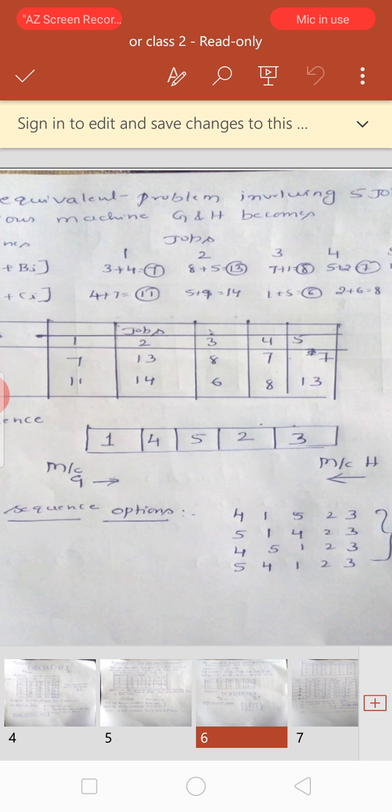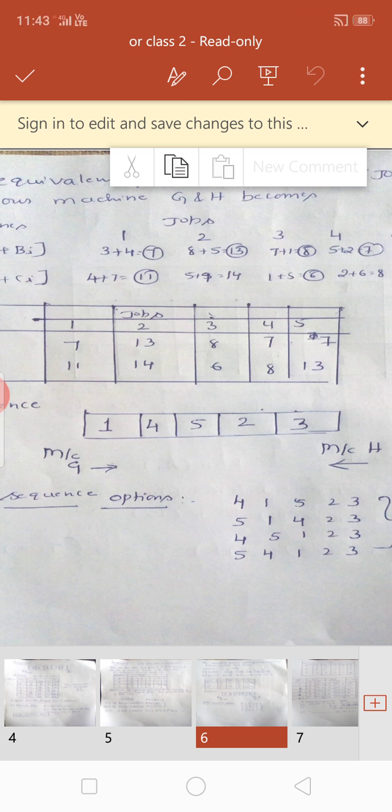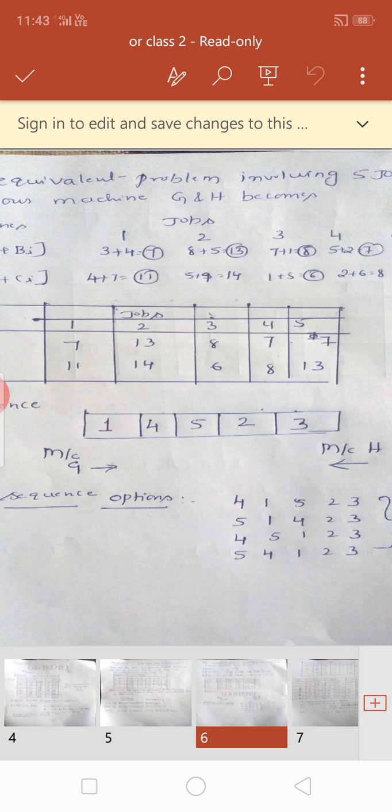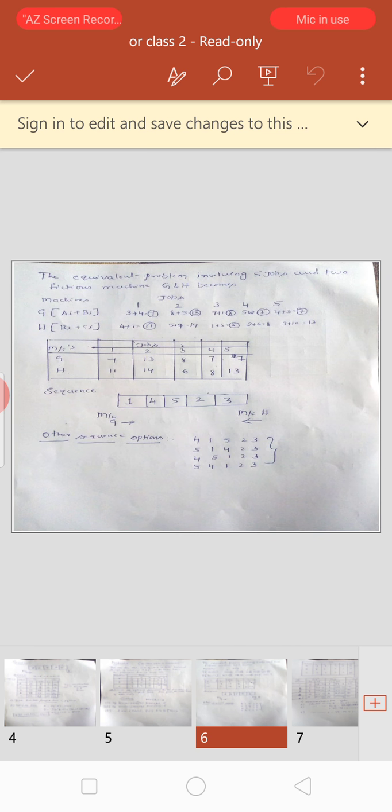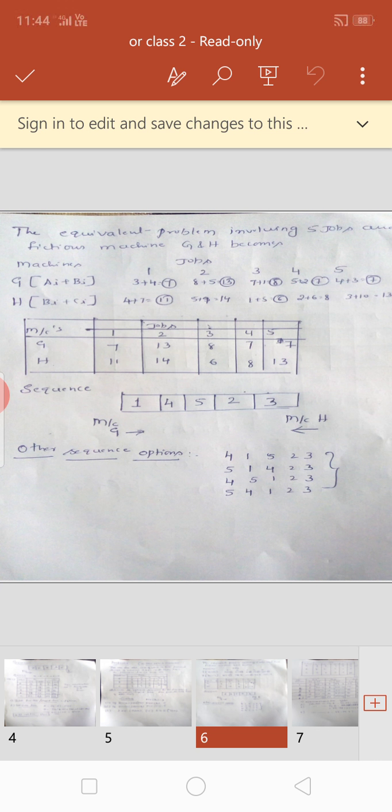Let me search for the first least processing time. In my table, the least processing time is 6. Obviously, that is the third job on machine B. I can call H as M2 and G as M1 machine. Now your least processing time is available on machine 2, or H machine, and that is for the third job. Okay, this is the first step.